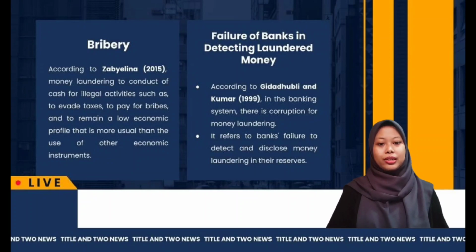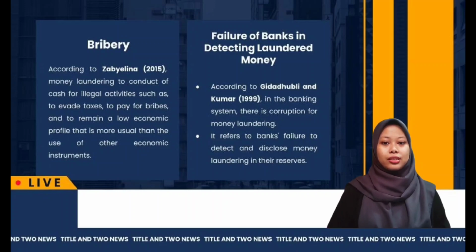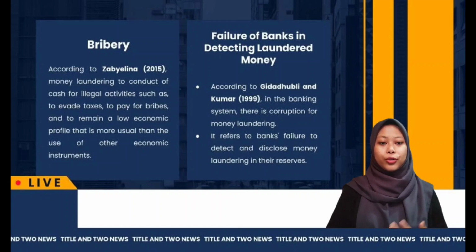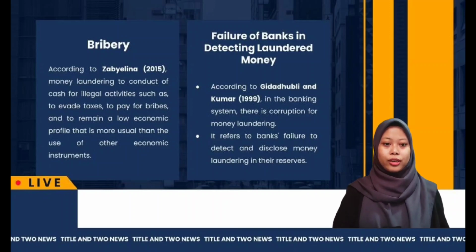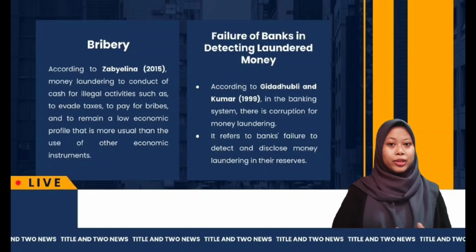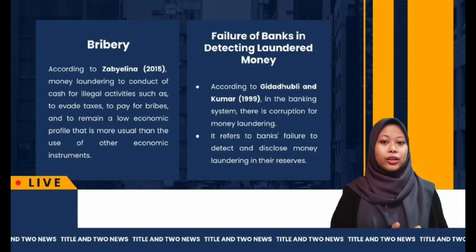According to Zabielina 2015, money laundering is the conduct of cash for illegal activities such as to evade tax, to pay for bribes, and to maintain a low economic profile that is more useful than the use of other economic instruments. Money launderers will be able to transfer money abroad without paying tax due to the bribe deceit. Authorities have a difficult time tracing the money's origin or destination.